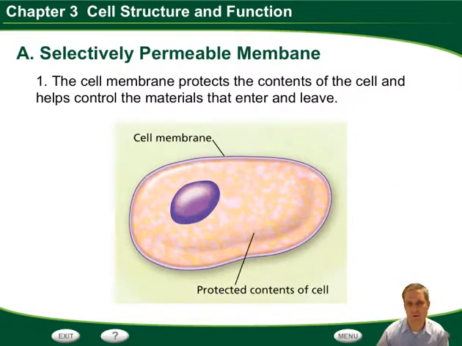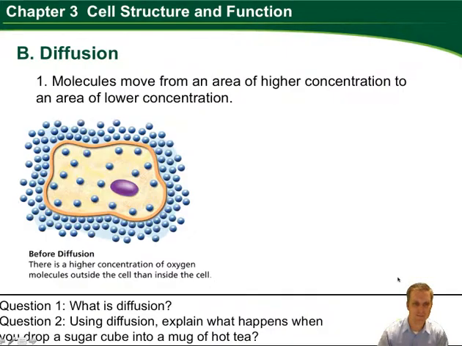What's interesting is, of course, there are things that we want to protect from, viruses and bacteria and things like that. And so the cell membrane helps the cell do that better and more effectively. And you can look right here, you can see the cell membrane around the outside, the protected area of the cell.